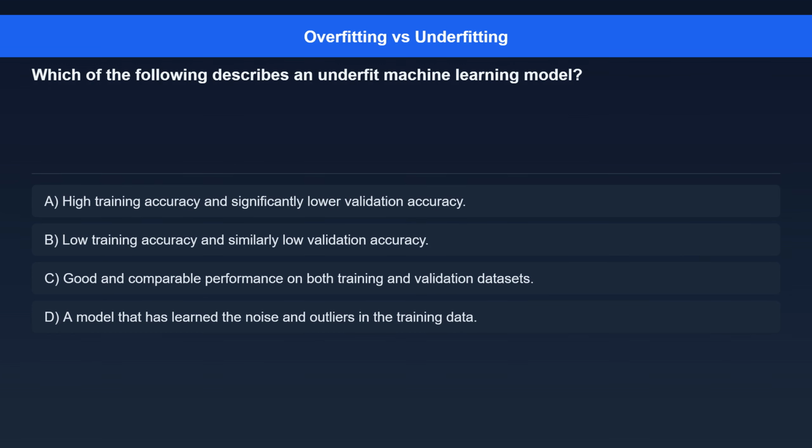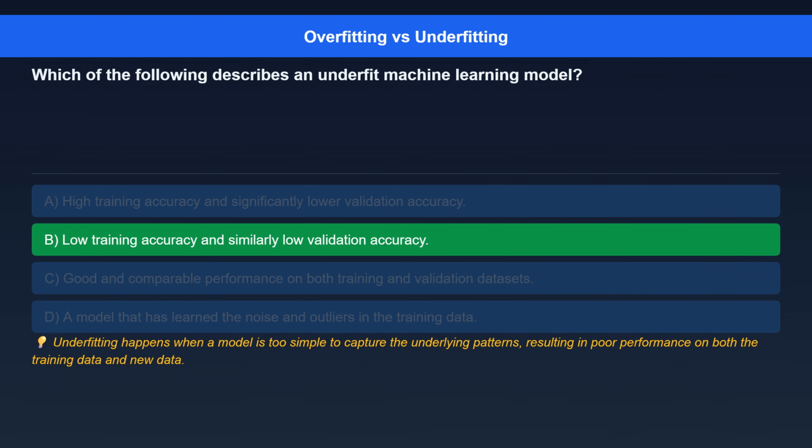Question 2. Which of the following describes an underfit machine learning model? Option A. High training accuracy and significantly lower validation accuracy. Option B. Low training accuracy and similarly low validation accuracy. Option C. Good and comparable performance on both training and validation datasets. Option D. A model that has learned the noise and outliers in the training data.